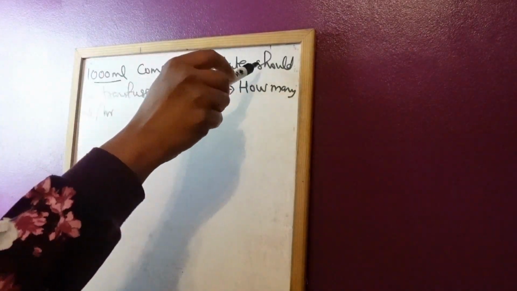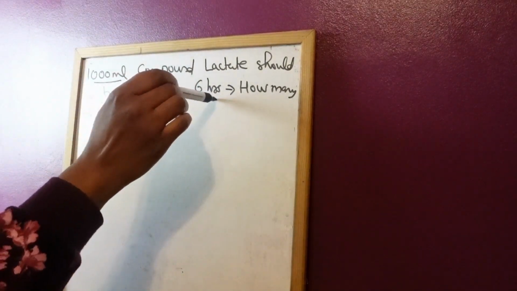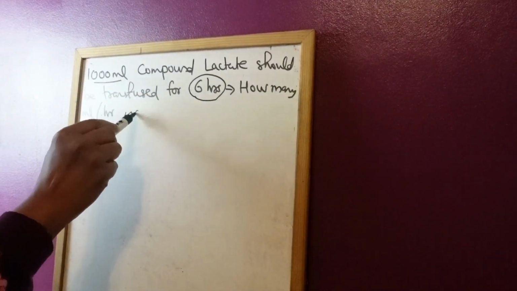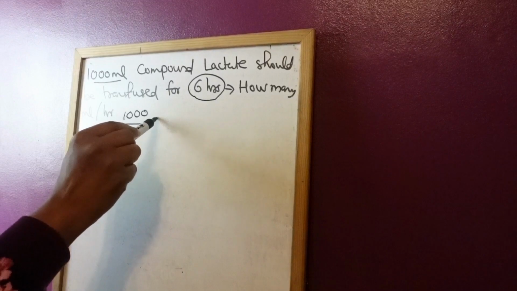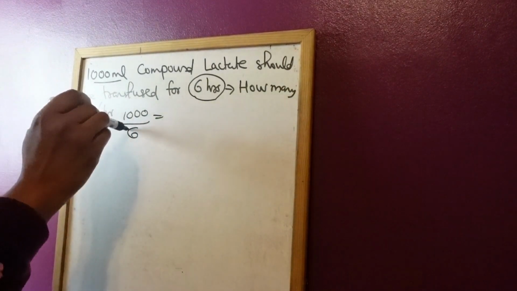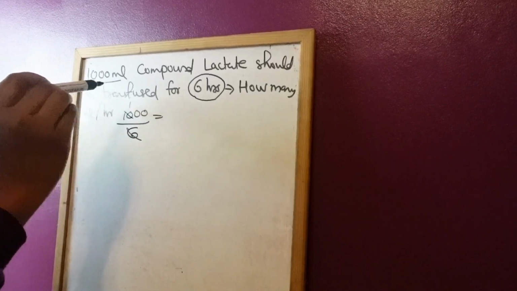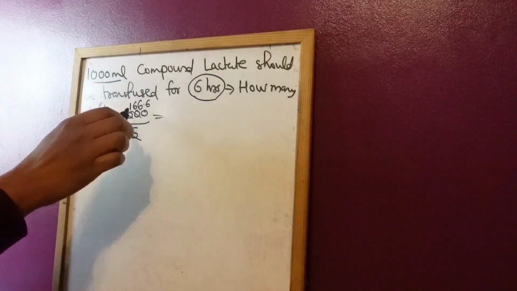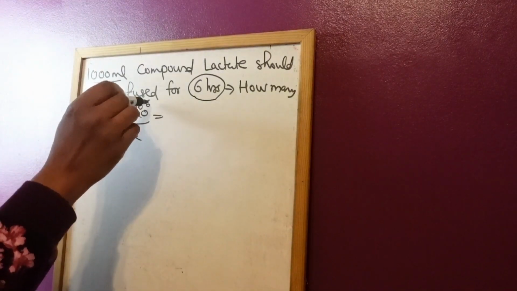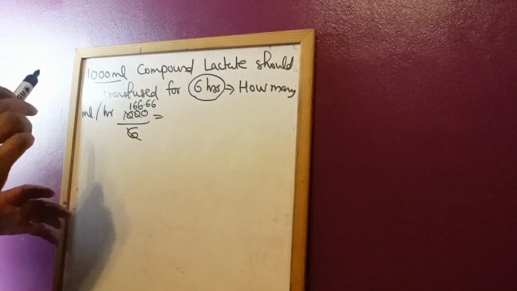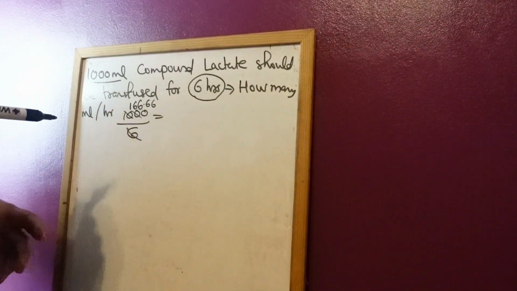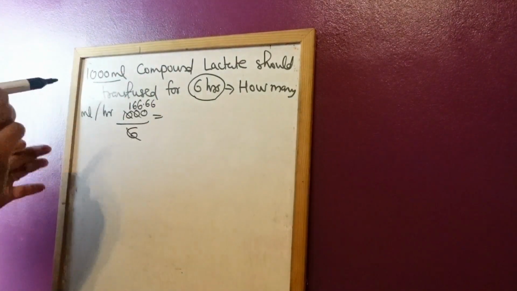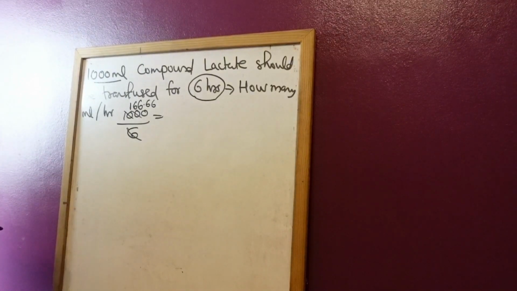1000 ml compound lactate should be transfused over 6 hours. So how many ml per hour do you have to transfuse? So how do you calculate? 1000 divided by 6. When you calculate, you will get 166.666. So if you are giving the fluid through the volumetric pump, you can adjust the volume to 166. Okay, so this is another type of question usually come across in the exam.